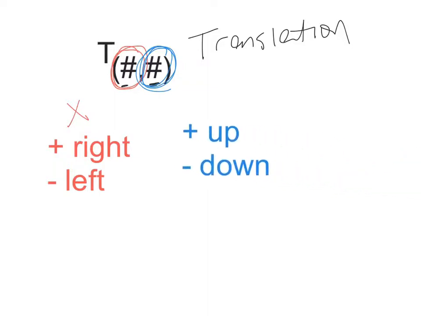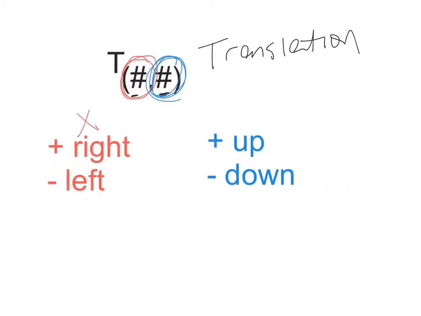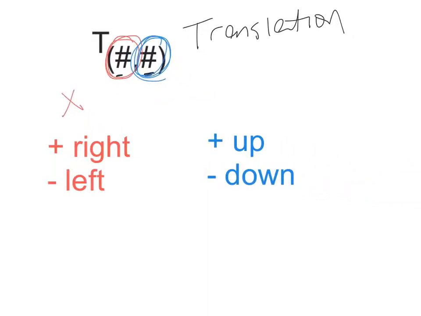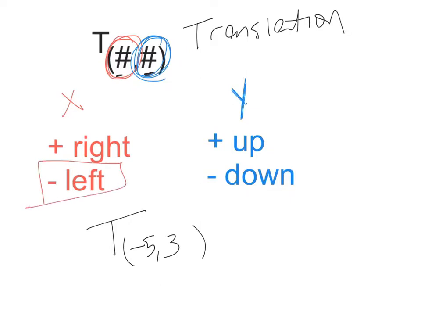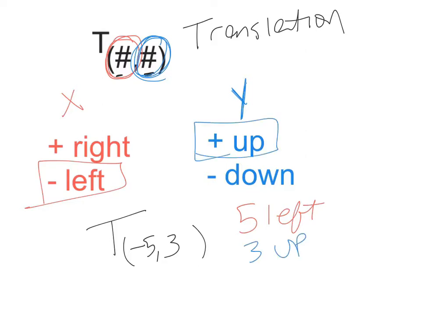So think about that for a second. If it's positive, it's going to move in the up direction. And if it's negative, it's going to move in the down direction. So if I was to give you a translation of, let's say, -5, 3, we automatically know that because the 5 is negative, it's going to go 5 left. And we also know that because the 3 is positive, it's going to move up 3.